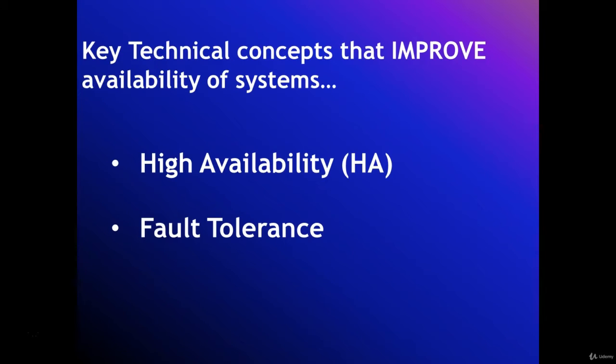There are two key technical concepts that improve the availability of systems. High availability, otherwise known as HA, is one of them. High availability is the concept or goal of ensuring your critical systems are always functioning. In practice, this means creating and managing the ability to automatically fail over to a secondary system if the system goes down for any reason, as well as eliminating all single points of failure from your infrastructure.